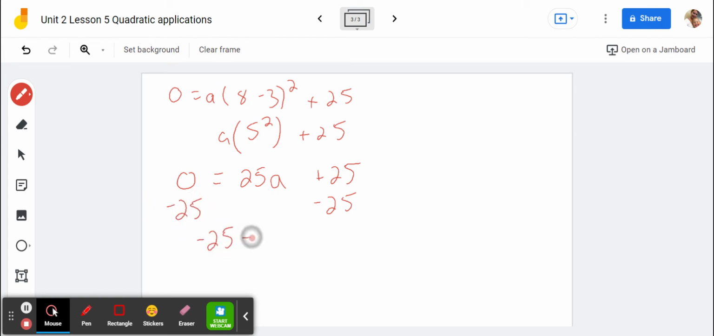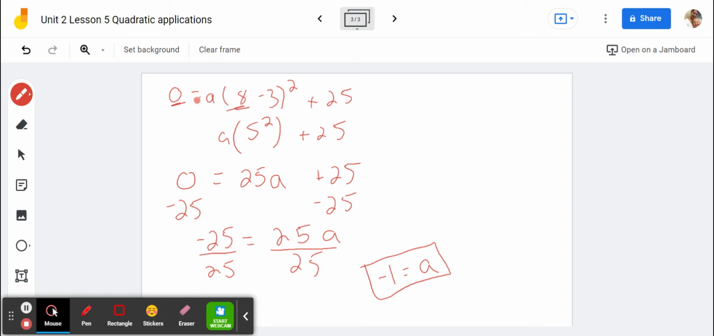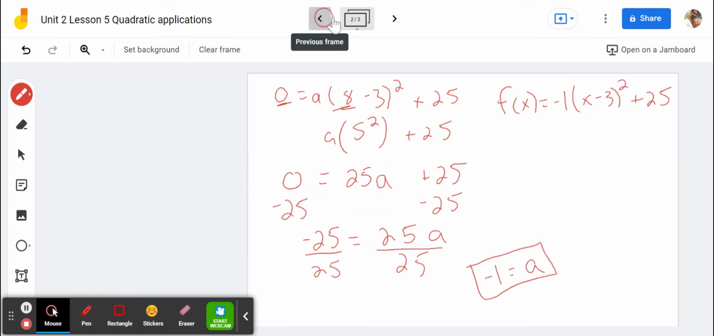So I got negative 25 equals 25a. I'm going to divide by 25 on both sides, and negative 25 divided by 25 is actually just negative 1, and there is my a. Okay, so now I have a, and therefore I have a full equation. I'm going to take this and put it back in here, but I'm going to keep my x and y this time. I'm not going to have this or this anymore. I was simply using that to solve for a. So my equation now is f of x equals negative 1 x minus 3 squared plus 25. Bam, I have an equation.